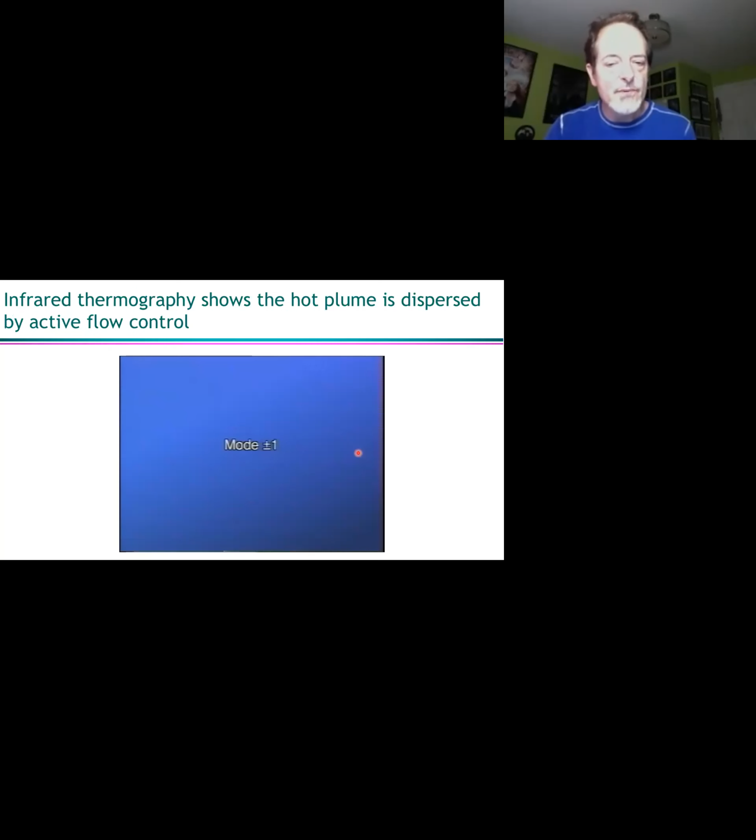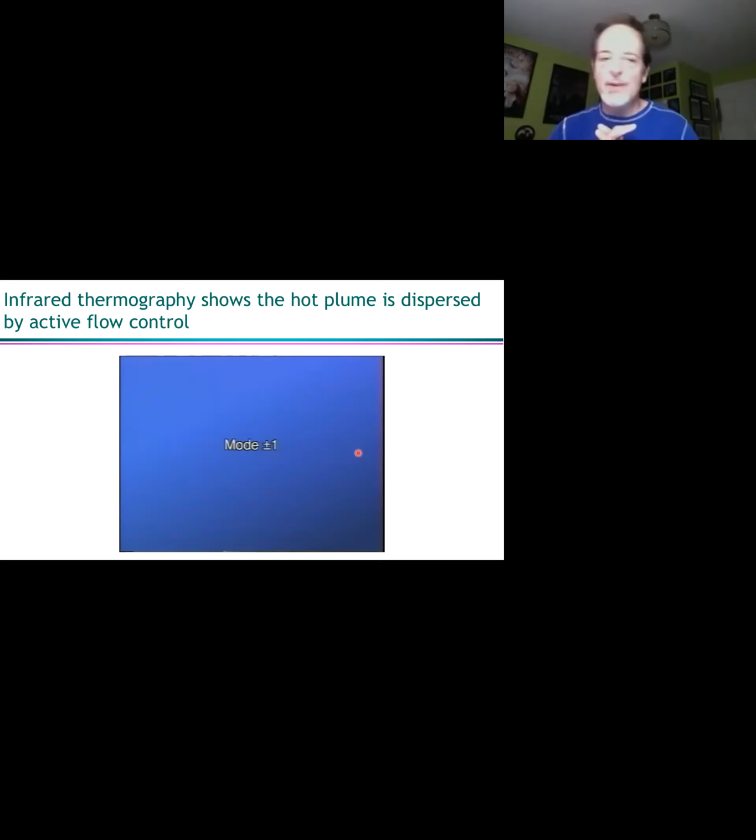But it had a pretty noticeable effect on the flow. And then we wanted to look and see, well, that's great, but does that actually disperse the hot plume? So we heated up the plume to, I think, something on the order of 200 C or something like that.